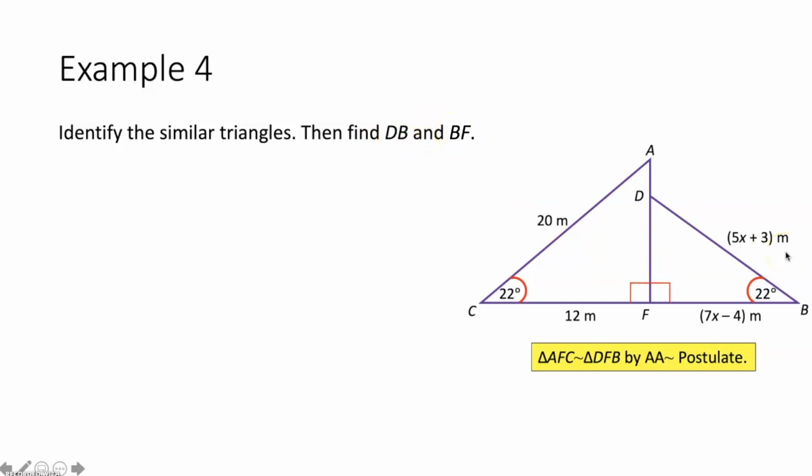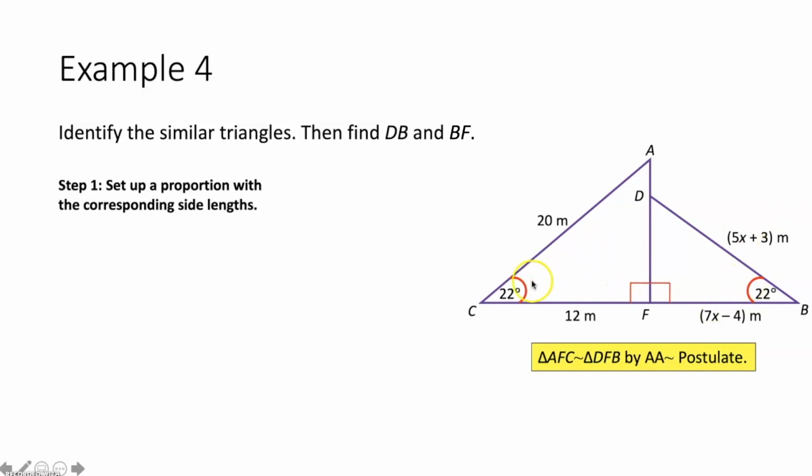Well, you can see in our figure, we are given the measure of segment DB is 5x plus 3, and the measure of segment BF is 7x minus 4. So we need to figure out what x is. So we're going to have to set up an equation to solve for x. Anytime you're given similar triangles and you have side lengths for those triangles, you're probably going to have to set up a proportion and solve for the missing side lengths or the given variables.